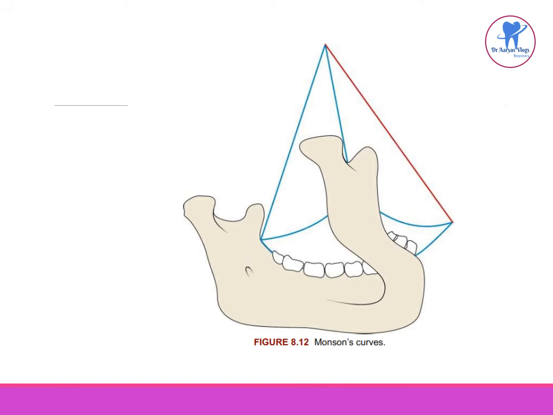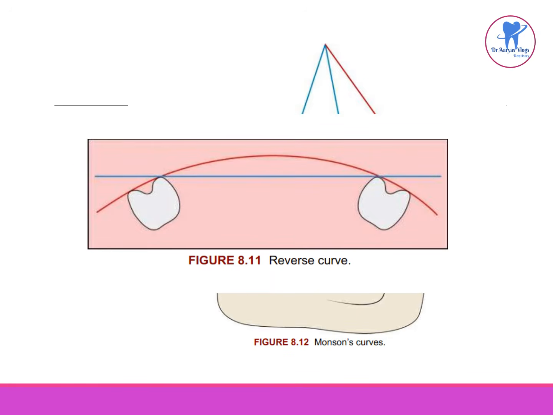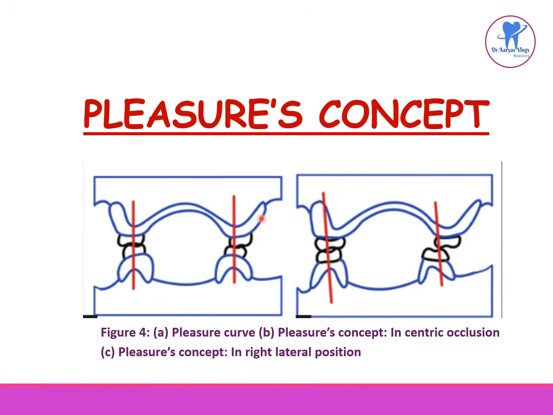Okay. So this is a combination of curves, that is Monson and anti-Monson curves. This is not a single curve, and it was used for arranging non-anatomic teeth in the balanced occlusion. This is the Monson's curve and this is the reverse curve. Okay. This is the Flusher concept.